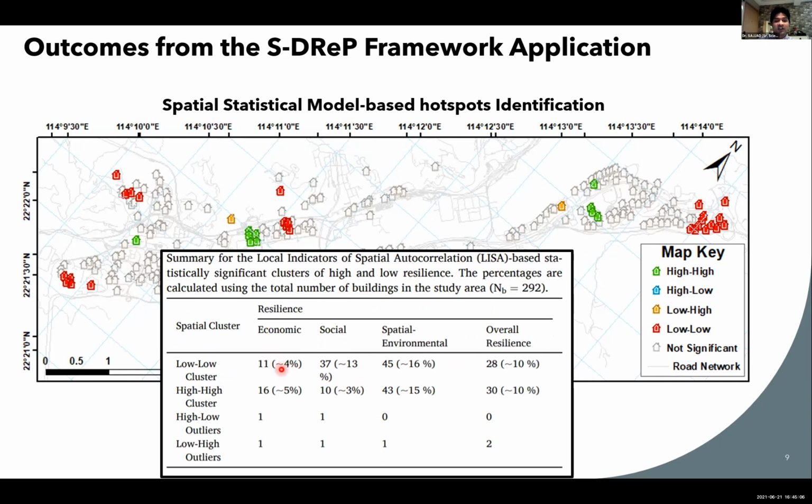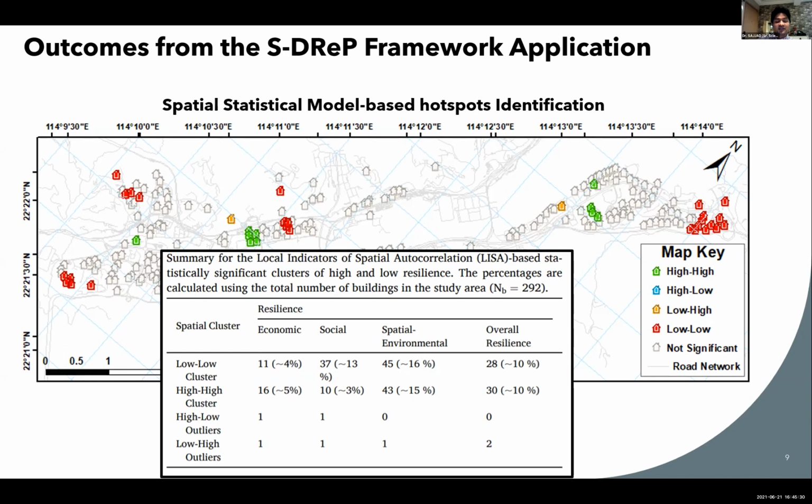So it means if we talk about overall resilience, there are 10% of the buildings within this community or this area which are identified as a statistically significant cluster of low resilience. And this type of identification helps us to prioritize these buildings or these communities.